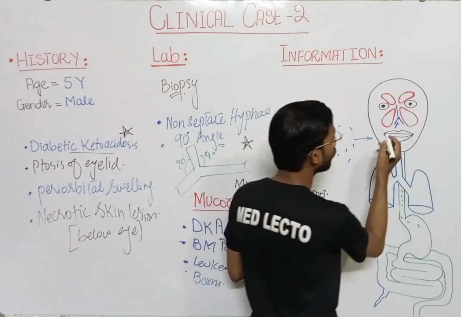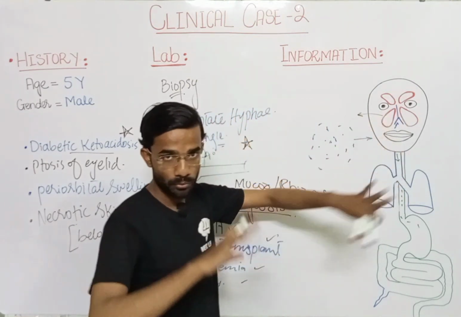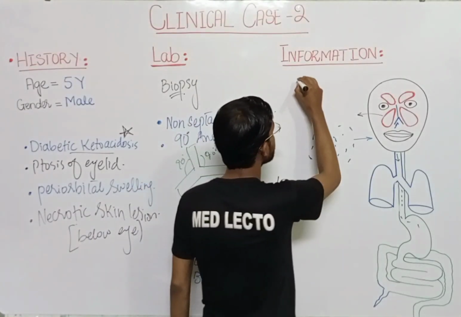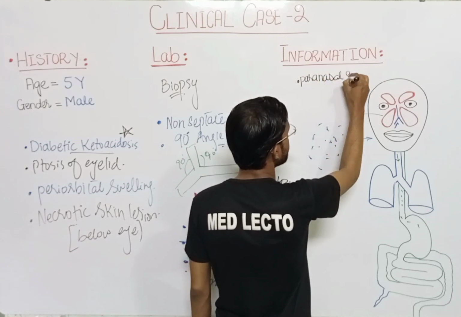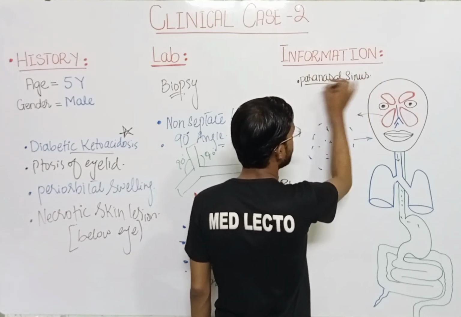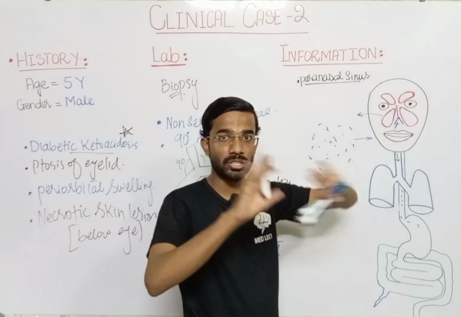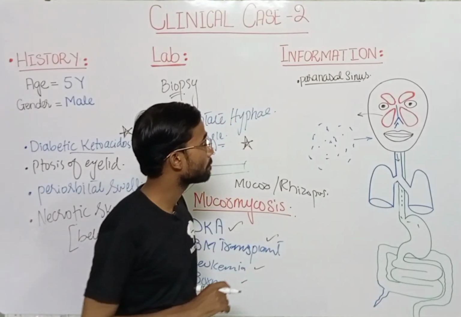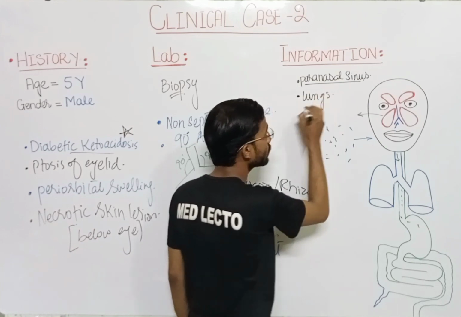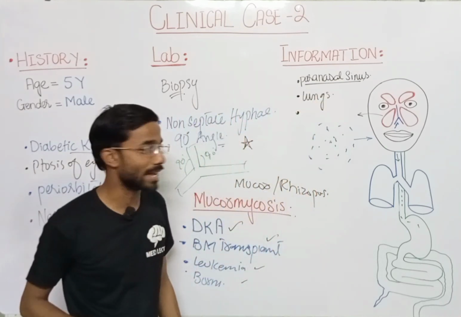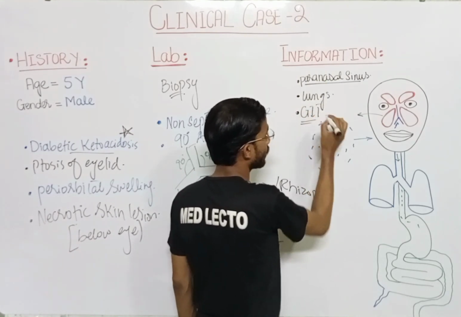So if you notice, there are three most important places that can be affected by the fungus. First, as we know, there are different sinuses present in the face. So the first thing is the paranasal sinus; the fungus can attack the paranasal sinuses present in the face. Second, it can affect the lungs because spores can enter the lungs as well. And the third thing, if you notice, is the GIT tract.